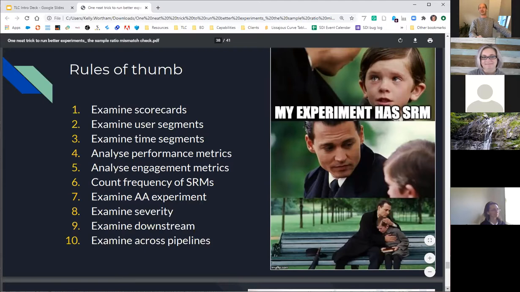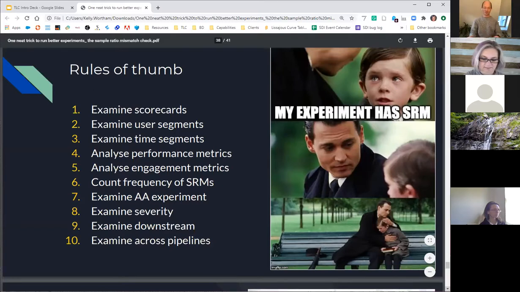But examine, if your tool supports it, different scorecards, right? So if you have different breakdowns for users, or different user segments or different time segments, look at these. Often performance issues on the web can be a problem. Often engagement metrics can be a problem. Counting the frequency of SRMs is a way of saying if it happens a lot, it's probably a problem with the platform, not with the experiment.